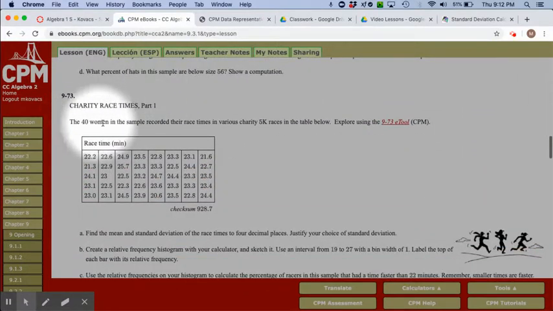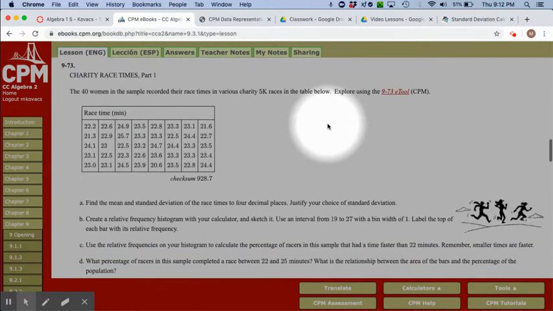All right, so the 40 women in the sample recorded their race times in various charity 5K races in the table below. Explore using the 973 e-tool. Really, this was for a 5K? Those are some fast women.